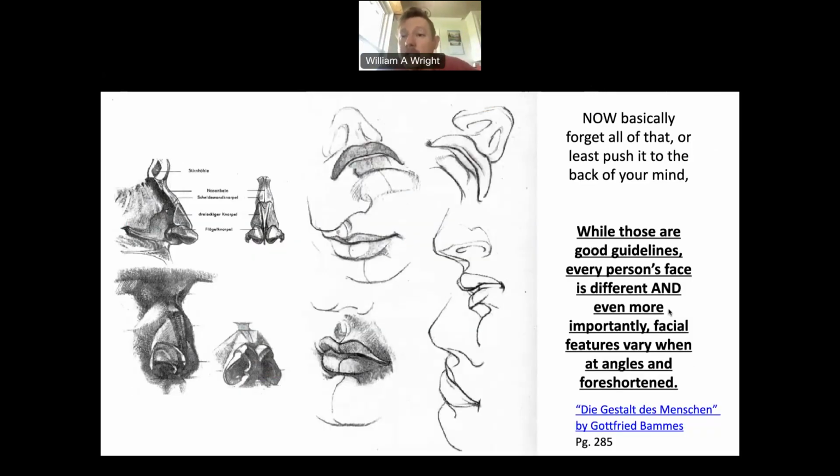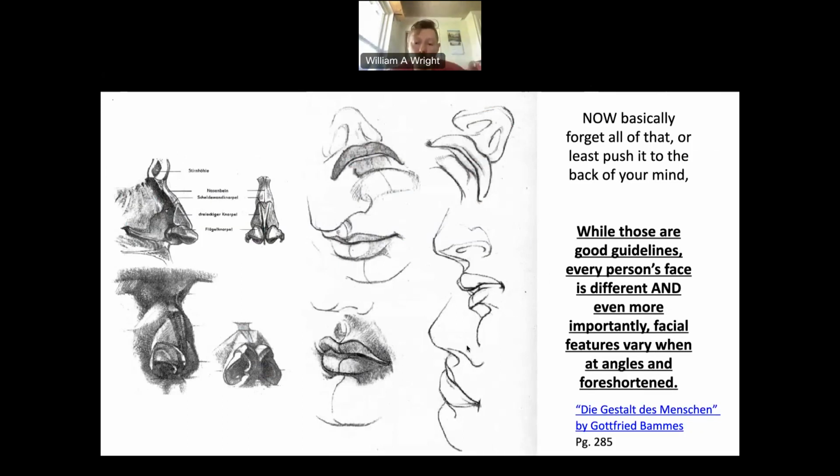But as I've said repeatedly now, just to reiterate one more time, basically forget all of the things I just told you. Not really. Just push it to the back of your mind, but understand that it's very limited in its use. It's very important to have it in your mind, but you also need to forget it because of those tilts upward, backwards, side to side, angled, whatever. Those guidelines are good, but every person's face is different, which I've already said too.